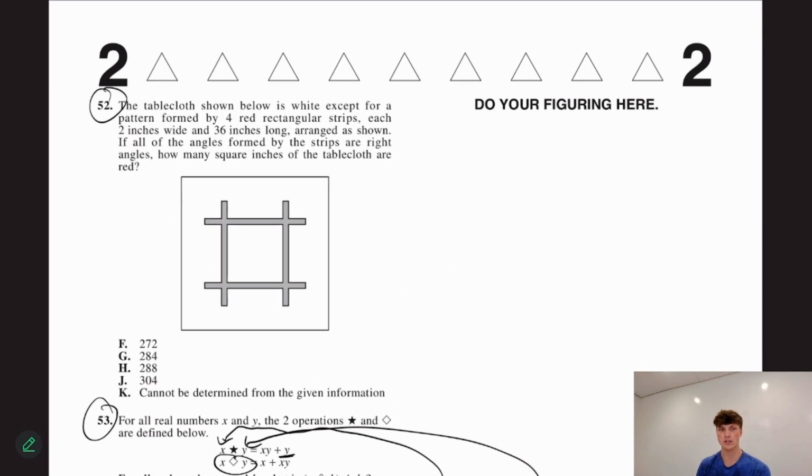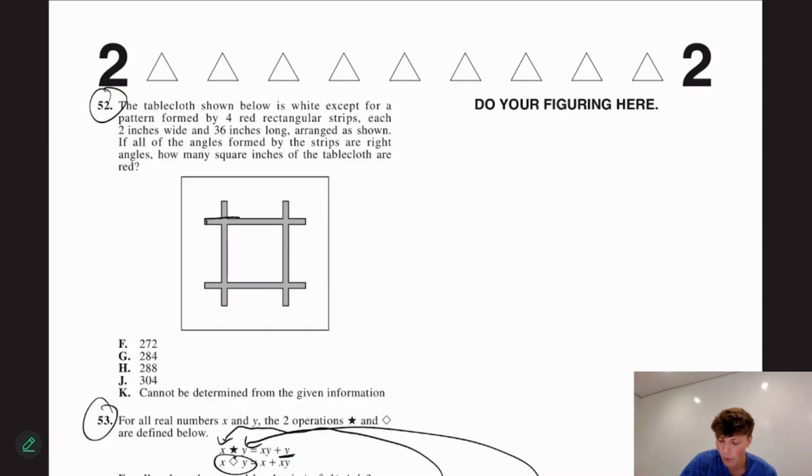Next one I want to go over is question 52. The tablecloth shown below is white except for a pattern formed by 4 red rectangular strips, each 2 inches wide and 36 inches long, arranged as shown. If all angles formed by the strips are right angles, how many square inches of tablecloth are red? Basically, it's asking what is the area of this weird hashtag-ish shape covered by these red stripes. The way we figure it out is we literally just do it piece by piece.